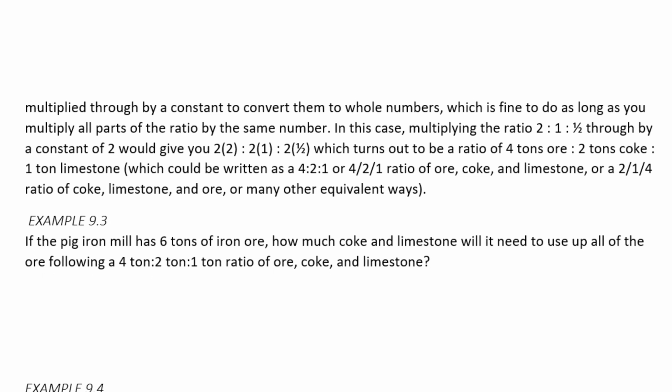In this case, multiplying the ratio 2 to 1 to 1/2 through by a constant of 2 would give you 2 times 2 to 2 times 1 to 2 times 1/2, which turns out as a ratio of 4 tons of ore to 2 tons of coke to 1 ton of limestone. So 2 times 2 is 4, 2 times 1 is 2, 2 times 1/2 is 1. As we covered in the last video, this ratio could be written as 4:2:1, 4 to 2 to 1, or it could be written 4/2/1 as a ratio of ore, coke, and limestone.